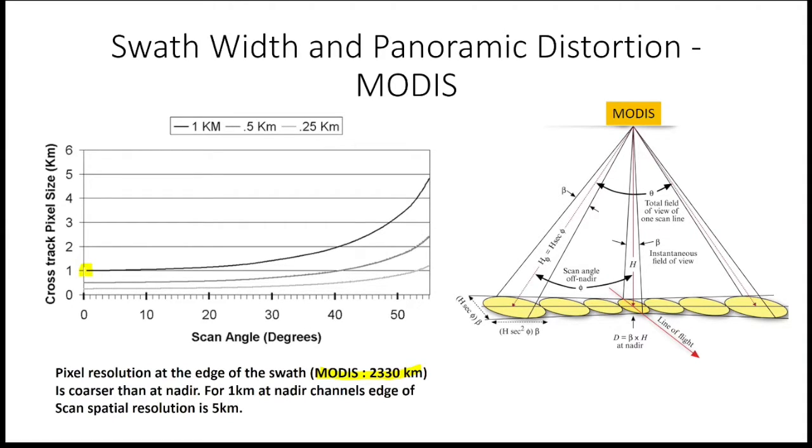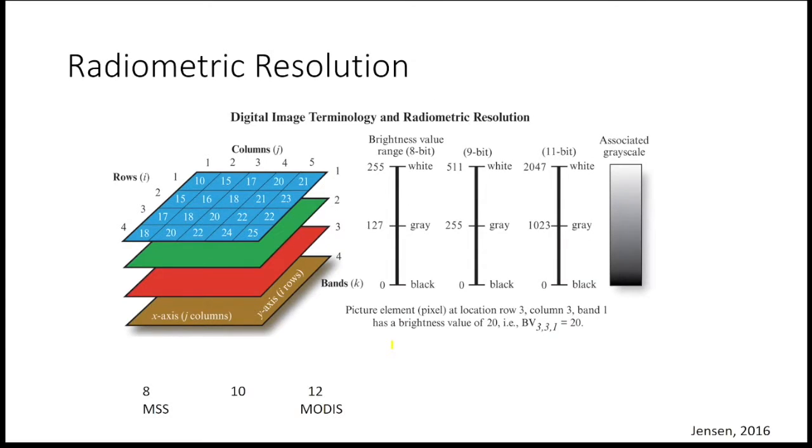The pixel resolution is 1 kilometer at nadir, but towards the edge of the swath, the pixel resolution is actually 4 to 5 kilometers, and that varies. So if you're calculating the area covered by each class, and you're using the edge of the swath, you cannot multiply the number of pixels by 1 kilometer squared. You'll get a wrong answer. So the Earth's curvature and the panoramic distortion are very important when you use images with a very high swath width. Radiometric resolution, I'm not going to belabor the point.